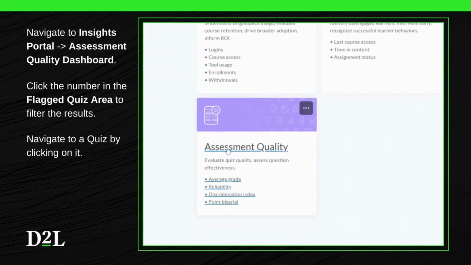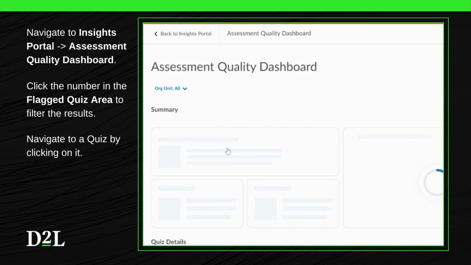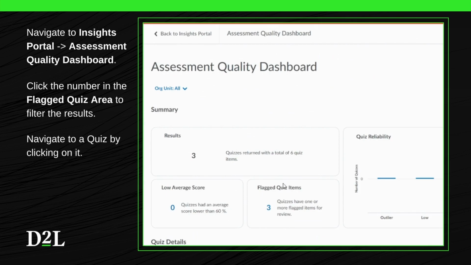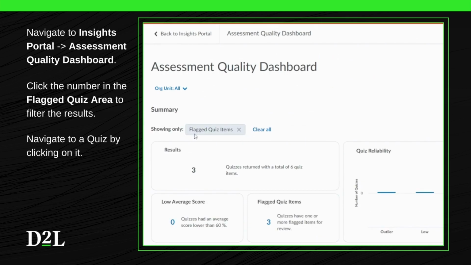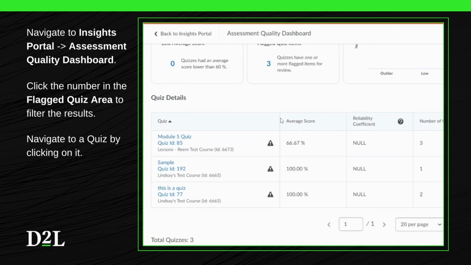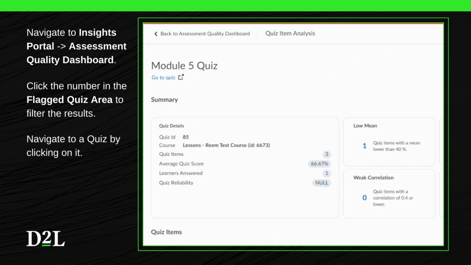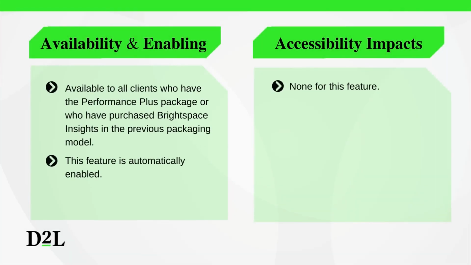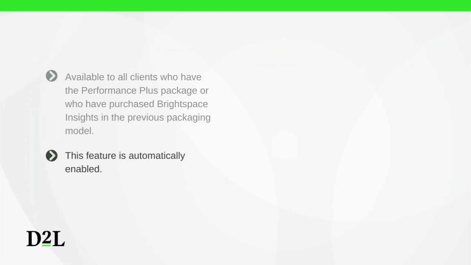To access the Assessment Quality Dashboard, navigate to Insights Portal, Assessment Quality Dashboard. Click the number link in the flagged quiz area to filter the results by flagged items. The filter appears above. You can navigate to a quiz's details by clicking on it in the table. The Brightspace Insights feature is available to all clients who have the Performance Plus package or who have purchased Brightspace Insights in the previous packaging model. This feature is automatically enabled.